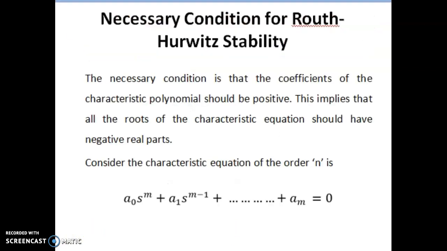So the necessary condition for Routh-Hurwitz stability is that the coefficients of the characteristic polynomial should be positive, right? That is, all the roots of the characteristic equation should have negative real part. The characteristic equation you can see here: a0 s raised to n plus a1 s raised to n minus 1, and so on up to an, right?